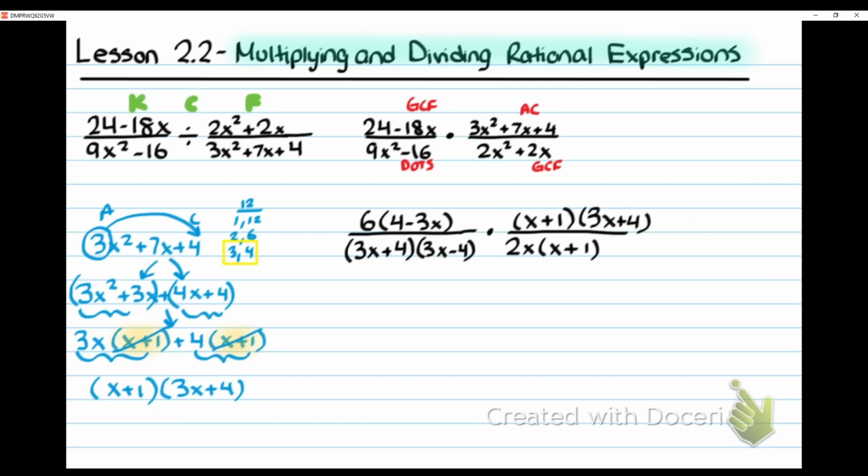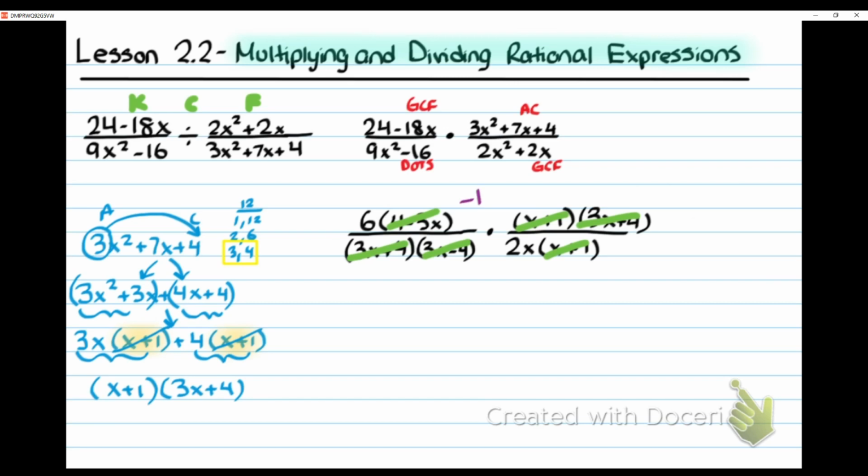Now we can start canceling. So I see an x plus 1 in common. I see a 3x plus 4 in common. Now, these two are a little bit different. I have a 4 minus 3x and a 3x minus 4. They can cancel, but they're going to cancel out and become negative 1. So make sure that you multiply in a negative 1.